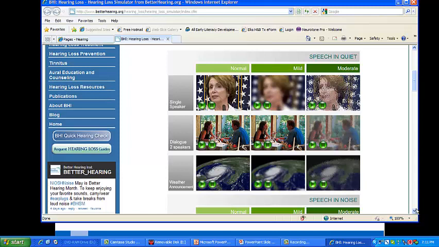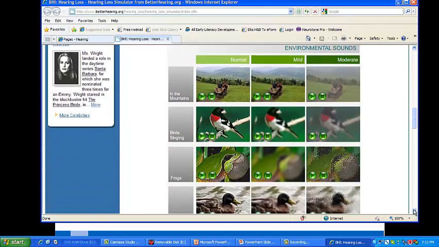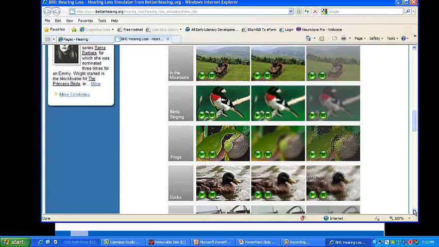So as you can tell, you can hear that there's some speech, but it's very difficult to understand exactly what's being said. We can go down to a couple of different examples here. Some environmental noises. Let's see. Do birds.